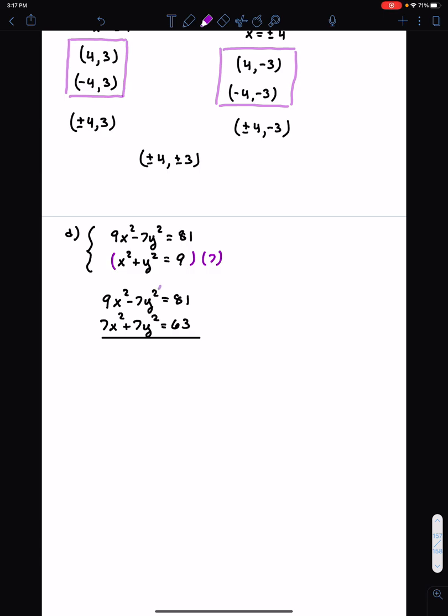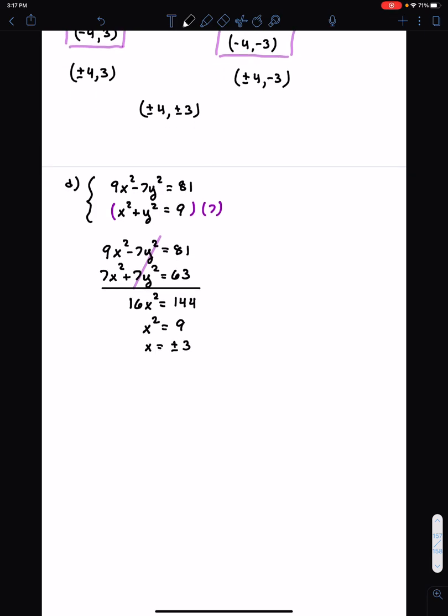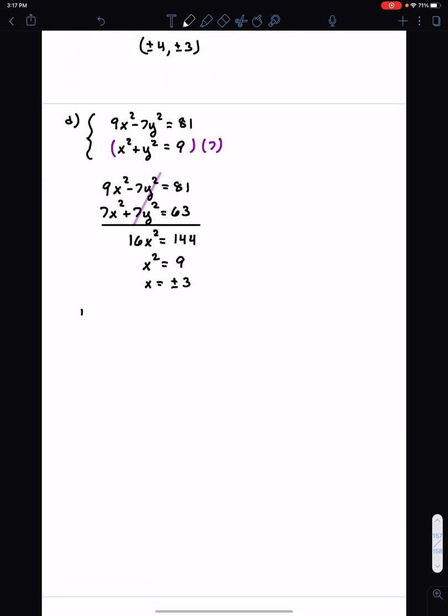If I add these together, the y squareds cancel out. 9x squared plus 7x squared is 16x squared. 81 and 63 is 144. If I divide both sides by 16, x squared is 9. If I take the square root of both sides, x is plus or minus 3. So again, I have 2 answers. If x is -3, or if x is 3.